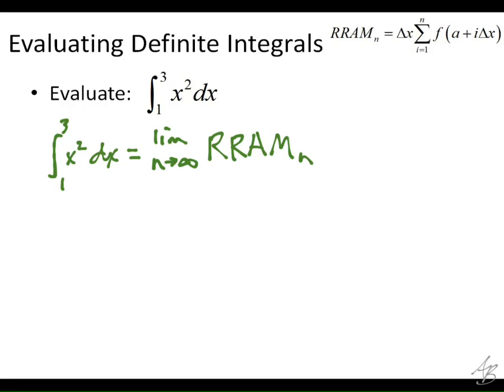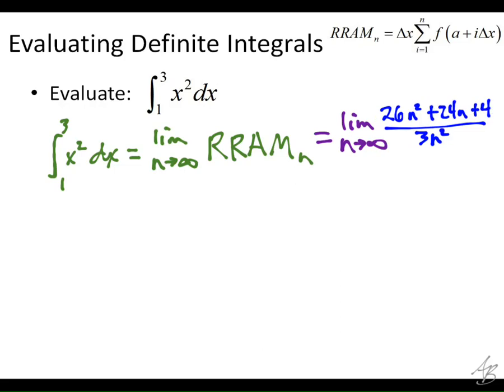And so that is going to be equal to the limit as n approaches infinity of that expression that we got earlier, (26n squared plus 24n plus 4) over 3n squared. We already did the work for that. We don't have to do it again. Okay, so we said that this is the approximation for any number of rectangles where the number of rectangles is n.